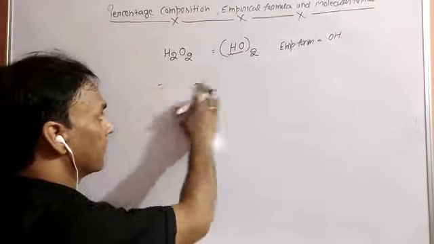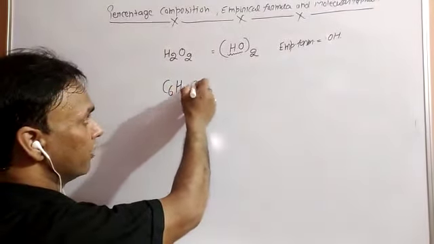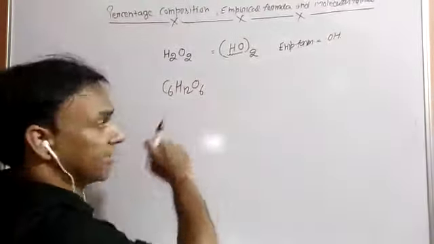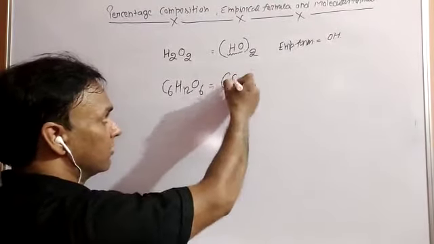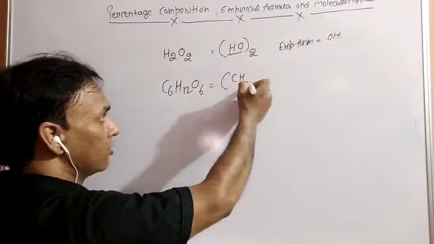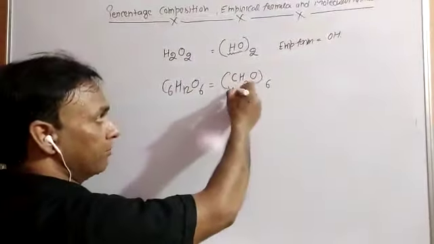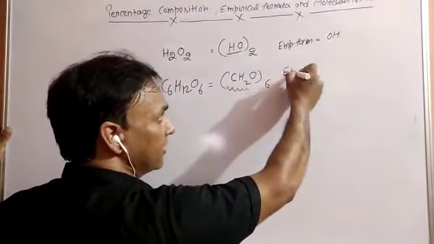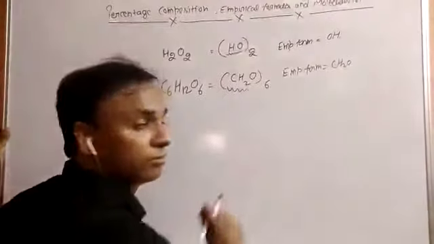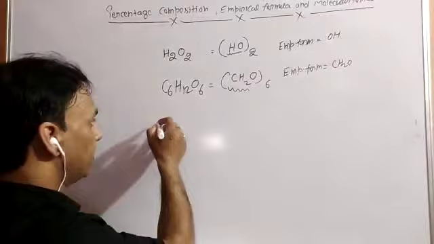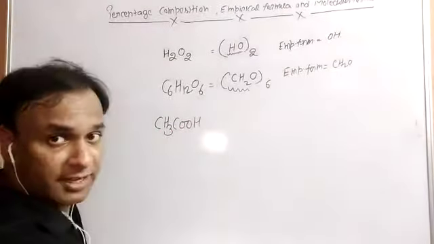When we talk about C6H12O6, here we can take 6 common. Clear? So 6 common, C1, H2 and O1, 6. Clear? Whose simplest formula is CH2O. That means its empirical formula is CH2O. Clear?